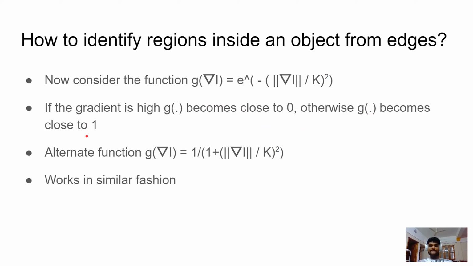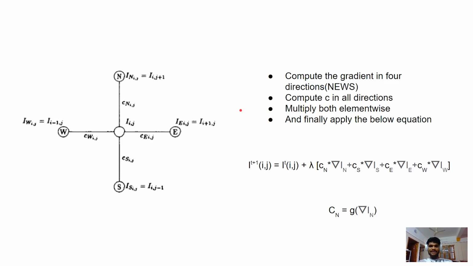Otherwise g becomes 1. Another alternate function for this is g of gradient of I equal to 1 over 1 plus norm of gradient of I over k squared. Again, if the norm is high, it makes g equal to 0, and if the norm is low, it makes it 1 over 1, which is equal to 1. So both these equations work in a similar fashion. All the information that we have, we need to apply on an image. And how do we apply it on an image? Let's assume this is the pixel.